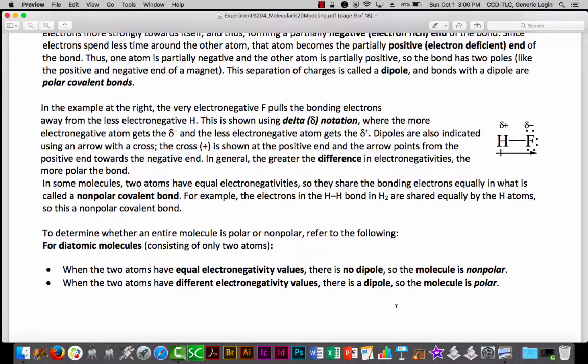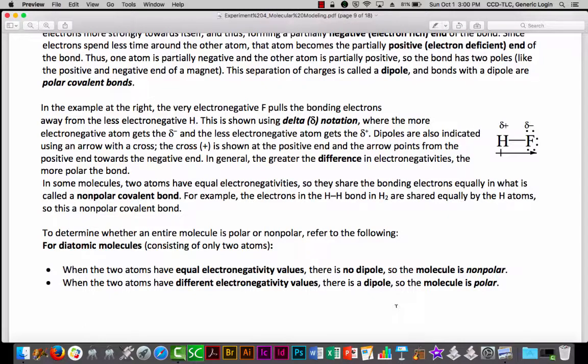In some molecules, two atoms have equal or very close electronegativities, so they share the bonding electrons equally in what is sometimes called a nonpolar covalent bond. So for example, the electrons in an H-H bond in H2 are shared equally by the hydrogen atoms, so this is a nonpolar covalent bond.